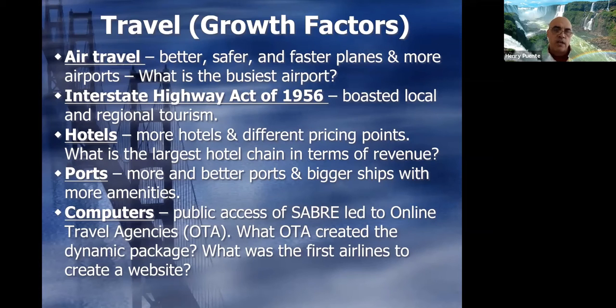So places that were not so easy to get to by car at least were now easier to get to, whether they were local tourist destinations or regional tourist destinations. They were easier to get to because better interstates were being built throughout the United States, thanks to the Interstate Highway Act of 1956.